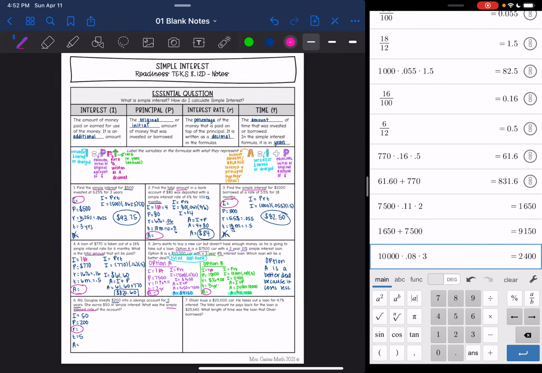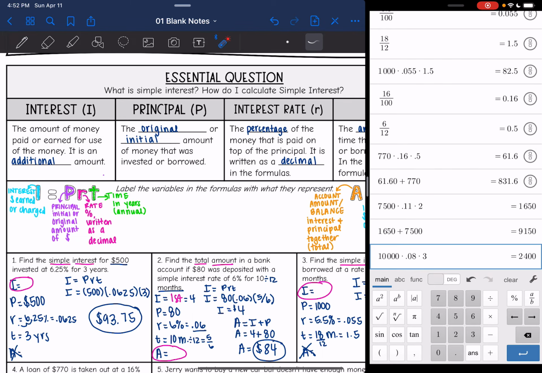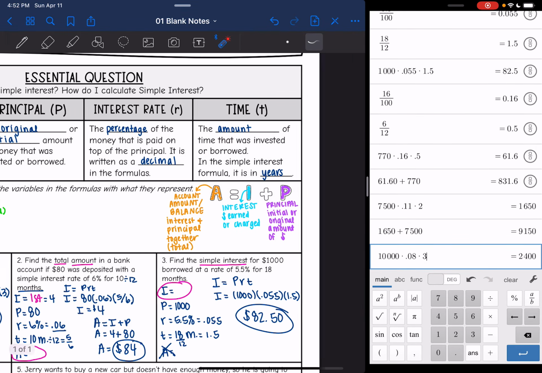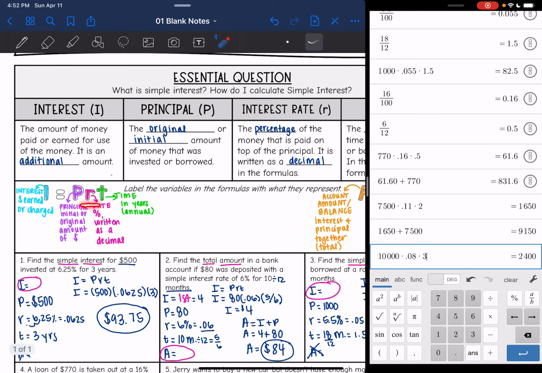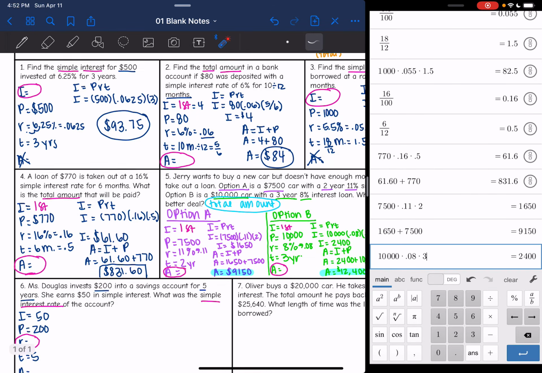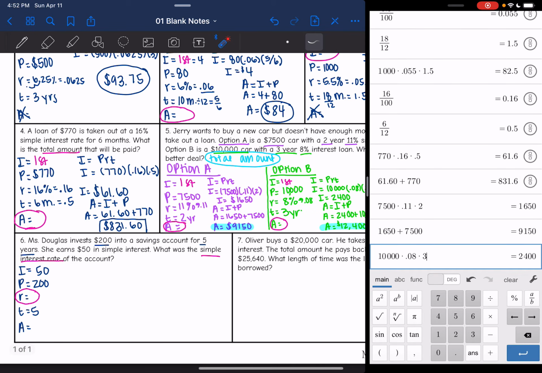So let's go look back at our formulas. Remember, we have I equals PRT and we have A equals I plus P. So they're asking me to find the rate, which is in this formula, and they gave me interest, principal, and time. So I will just need to use this formula, but I'm going to have to set up an equation and solve. So we can cross out A because we won't need that.